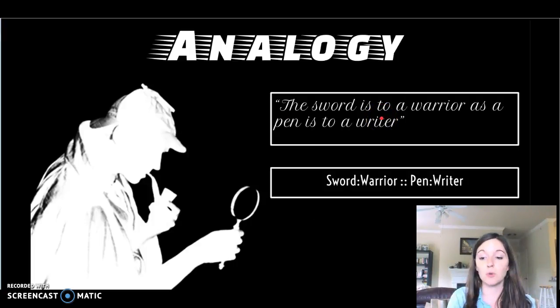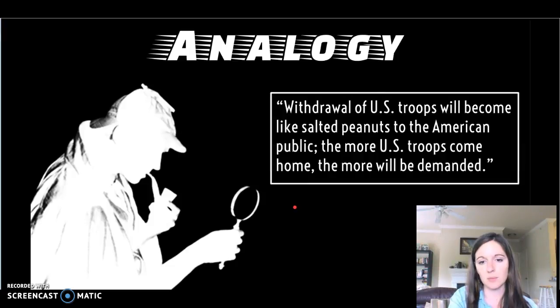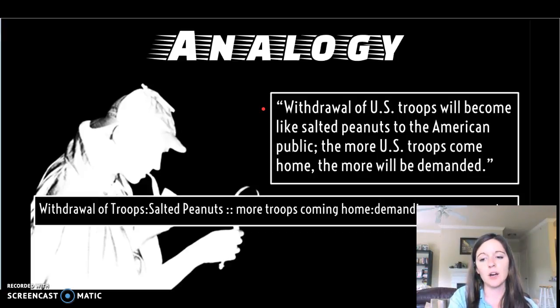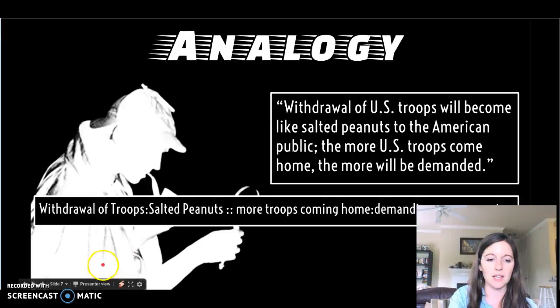Another way that you can check to see if you have an analogy on your hands is by using this formula: the sword is to a warrior as a pen is to a writer. This is oftentimes how analogies are written out. So let's take a look at a second example. Withdrawal of U.S. troops will become like salted peanuts to the American public. The more U.S. troops come home, the more will be demanded. So here we have an analogy set up that says the withdrawal of troops is to salted peanuts, as more troops coming home is to demanding more peanuts.